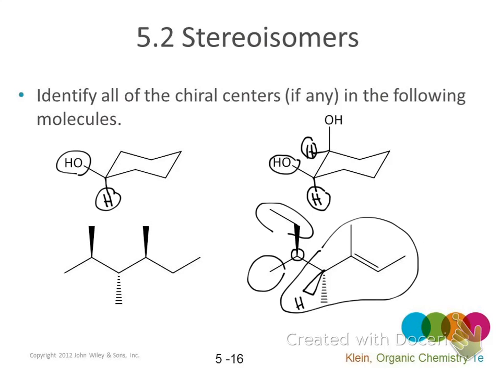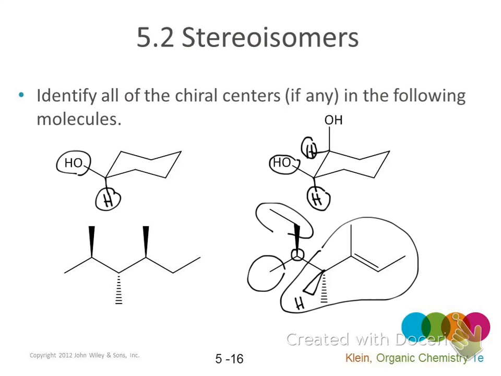Four stereo centers? Here? No. Here? That one, oh yeah. How many groups does it have on it? Three. So to be chiral, you have to have four.